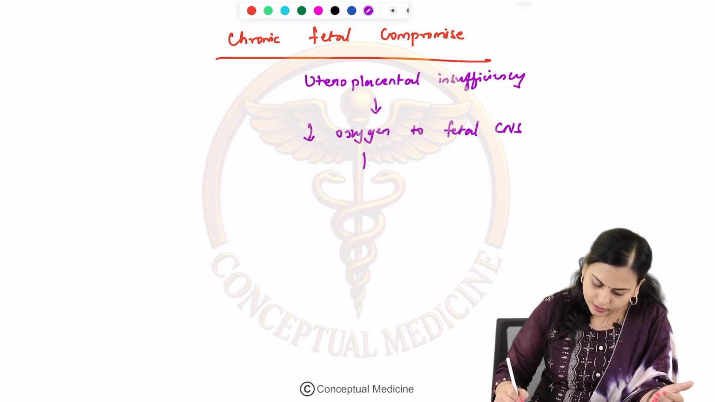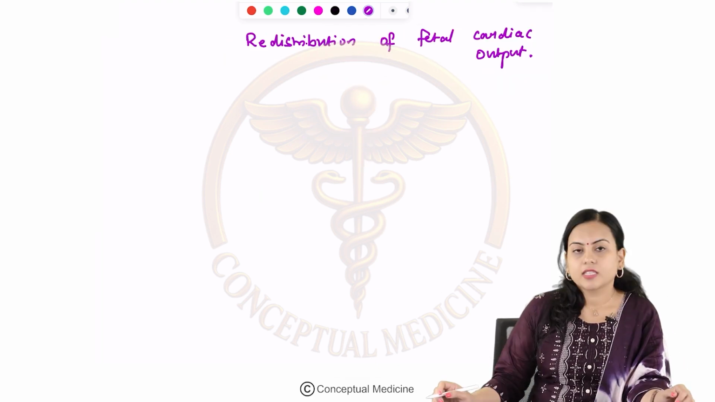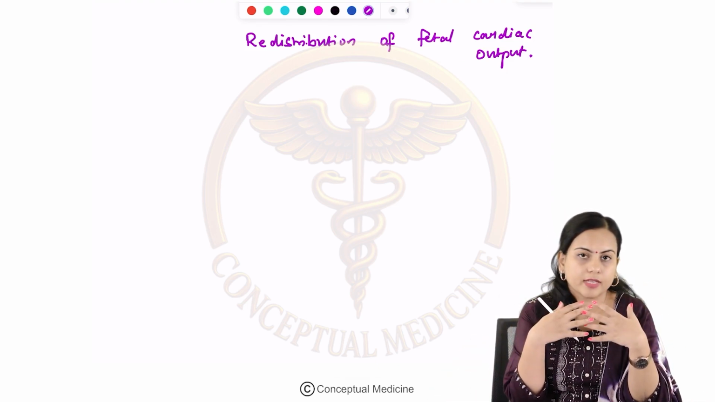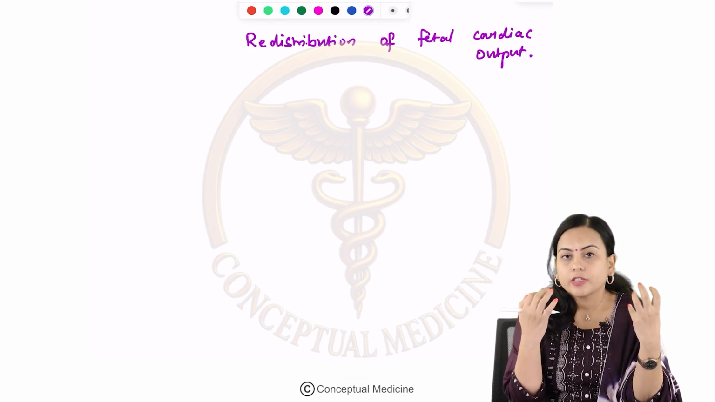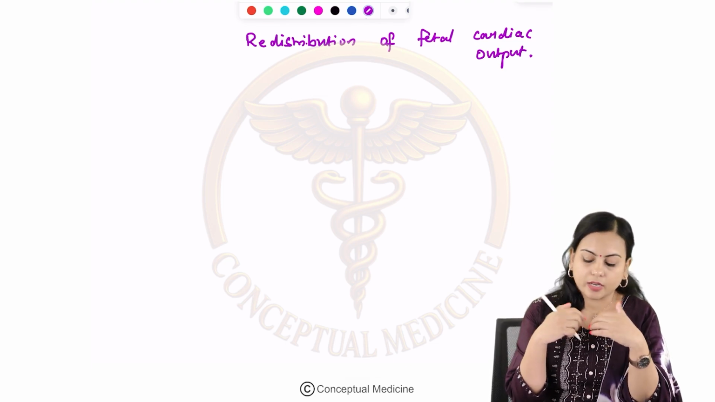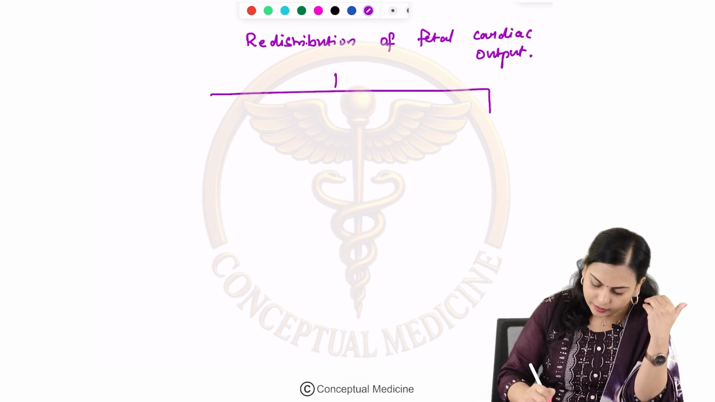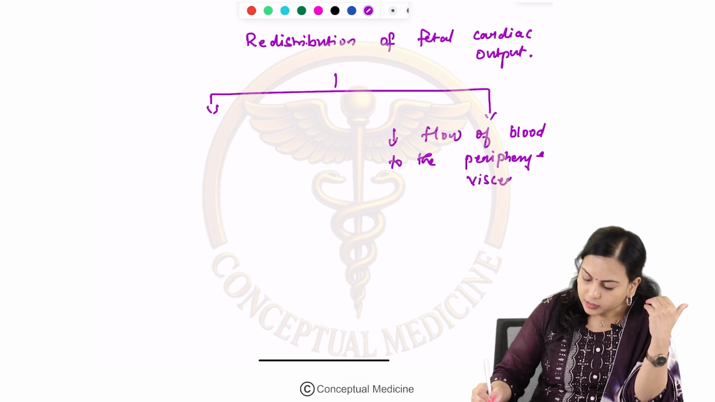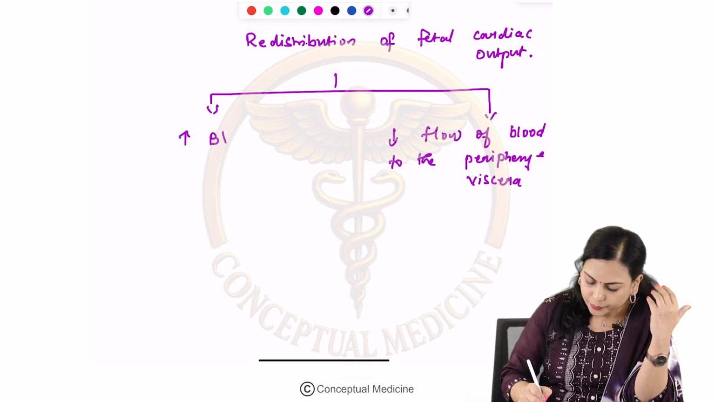This causes redistribution of fetal cardiac output, because whenever a fetus is getting compromised, it tries to safeguard the vital organs. So there is reduced flow of blood to the periphery and viscera, and an increased blood flow to the CNS and heart.